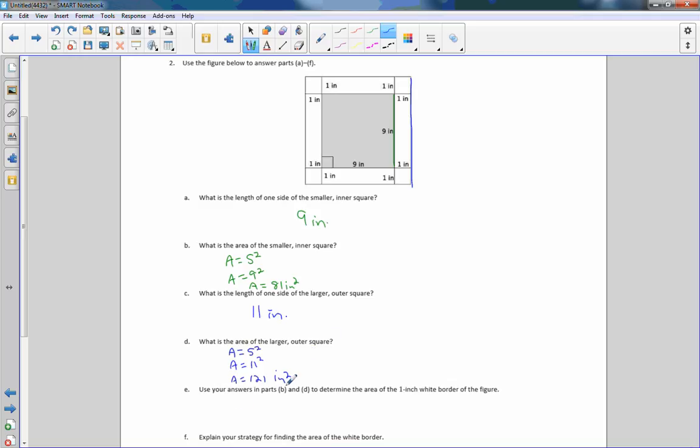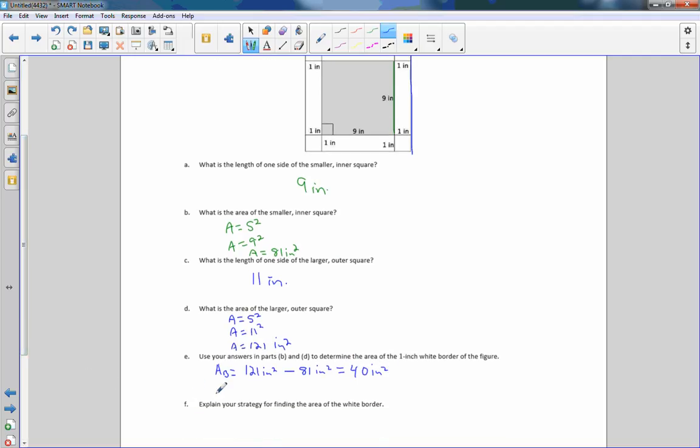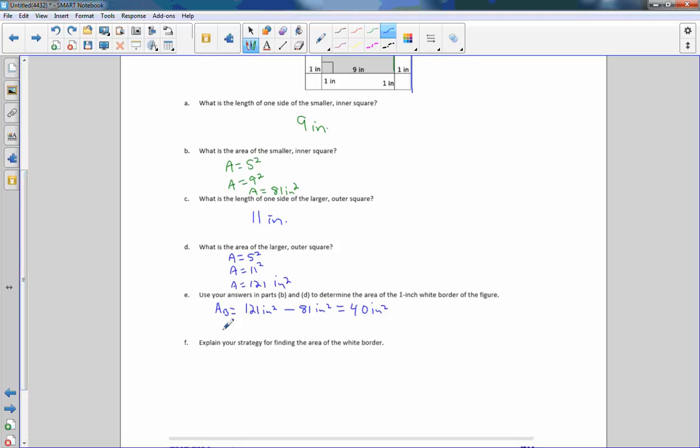Use your answer in parts B and D to determine the area of the 1 inch white border of the figure. So I would say the area of the border equals 121 inches squared minus 81 inches squared, which equals 40 inches squared. It says to explain your strategy for finding the area of the white border. Well, it's the same as before. You take the area of the outside minus the area of the inside.